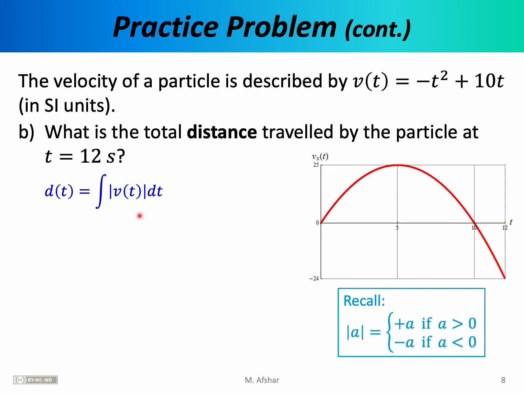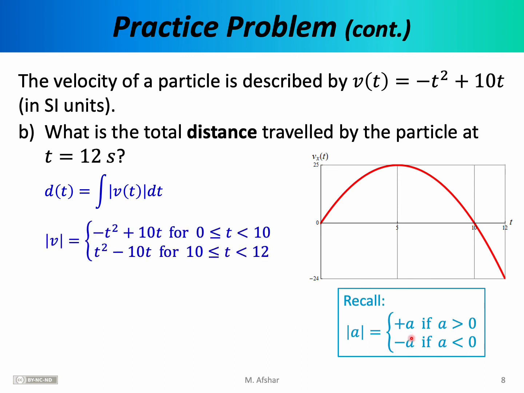Now, to calculate an integral involving an absolute value in it, you need to recall an important fact from your algebra days. The absolute value of some number a is equal to plus a if a is a positive number, but the absolute value of a is equal to minus a if a is a negative number. So if a is, for example, minus 5, then its absolute value is going to be equal to minus a, minus minus 5, which would give us 5. Remember, the absolute value sign always results in a positive number.